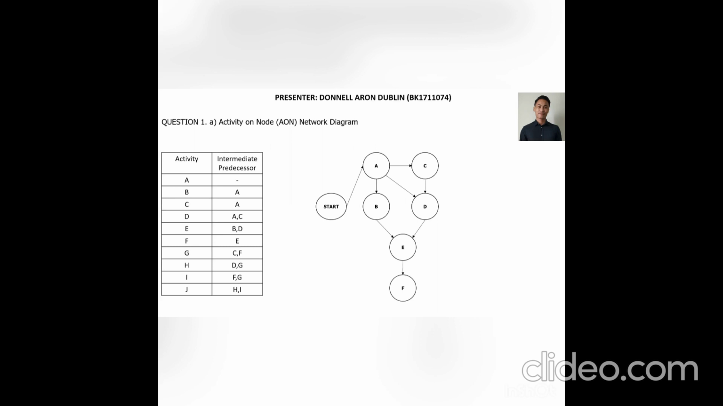Then activity E precedes activity F. Activity G depends on activities C and F. Next, activity H can be done when activities D and G were done. Next, activity I can be done when activities F and G were done. And lastly, activity J can be done depending on activities H and I.